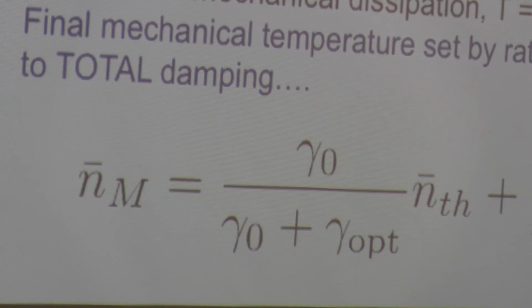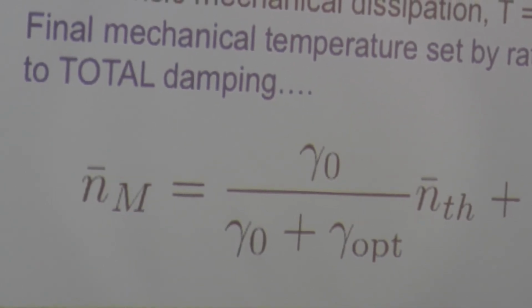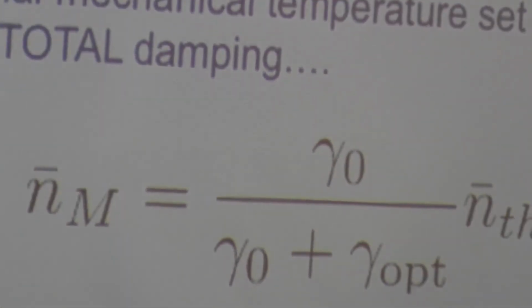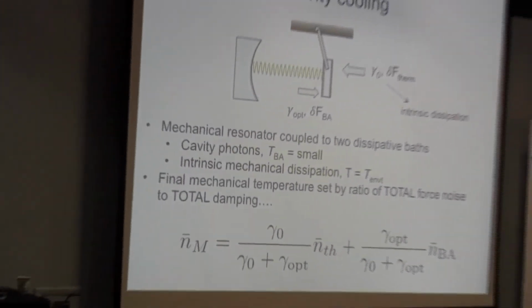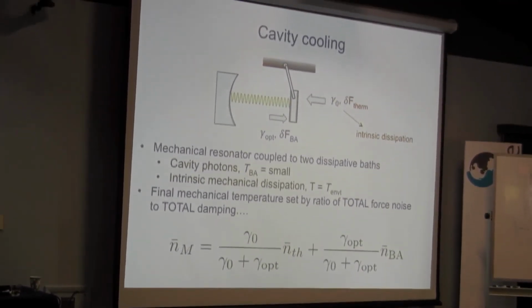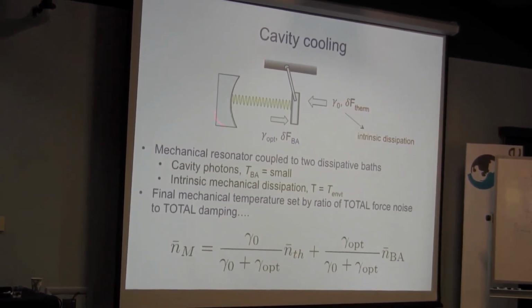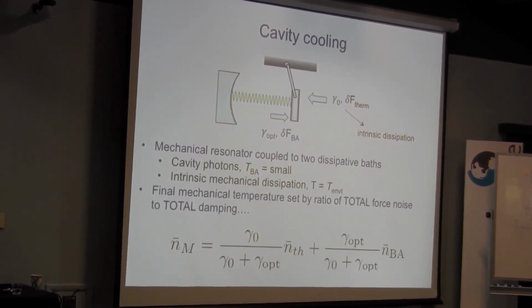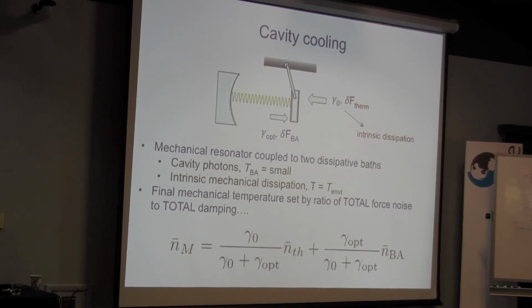So what then finally happens? How do I think about the final cooling? The way I should think about it is this moving mirror is really coupled to two different dissipative baths. The dissipative bath formed by the cavity photons, again this damping rate that is the optical damping, and then there's the intrinsic bath that the mirror is coupled to. That's what will keep it in thermal equilibrium if there was no coupling to the cavity photons at all. So I have two sources of damping, two sources of these force fluctuations.